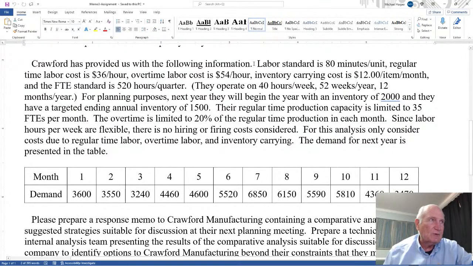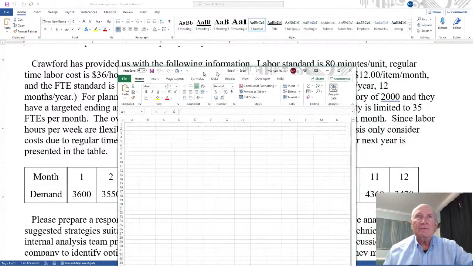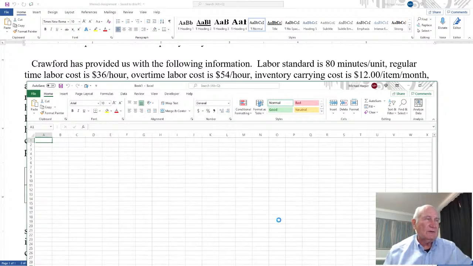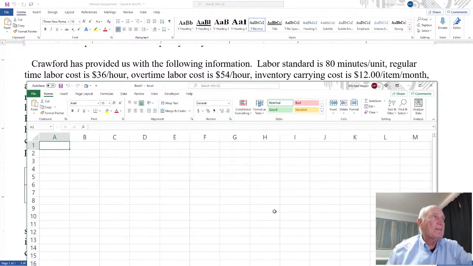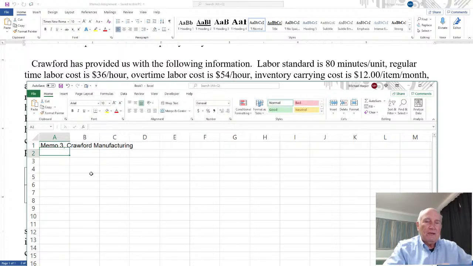Okay, here comes the problem. So let's bring up Excel and input these problems as we get them. First of all, let's increase this so we can see what's going on here. So this will be the Memo 3, and this is going to be Crawford Manufacturing. Okay, that's good. So let's come over here and start putting this in.